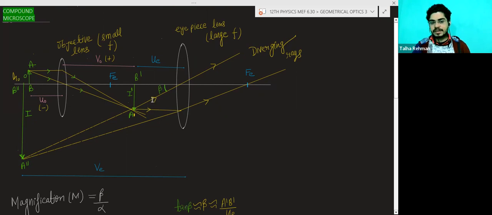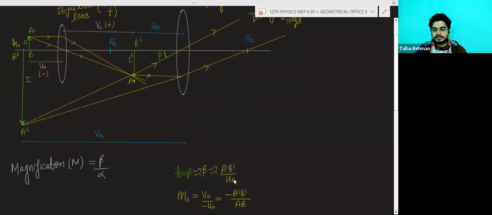So tan beta can be written as... What is tan beta? From this triangle, you can see tan beta can be written as A'B' divided by this distance, this distance of the triangle. So A'B' divided by UE.